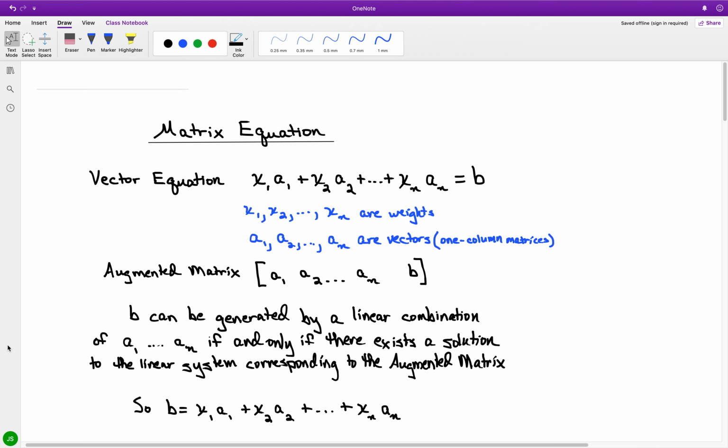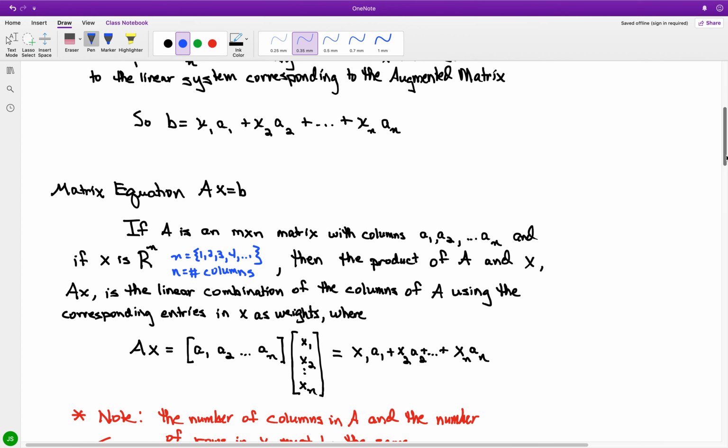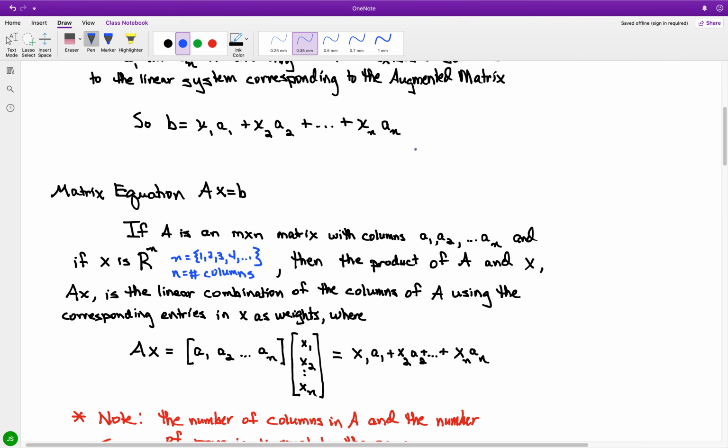Those are the vectors, or in this case, one column matrices, and we have the augmented matrix form representing the linear combination. Again, you have your vectors a1 all the way up to an, equal to b. And b can be generated by a linear combination from a1 to an if and only if there exists a solution to the linear system according to the augmented matrix. So we have b equal to x1 a1 plus x2 a2, all the way up to xn an.